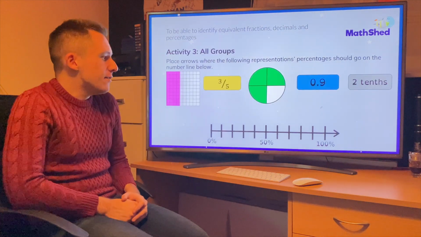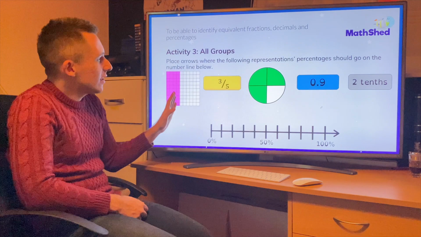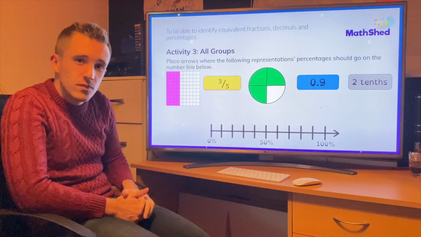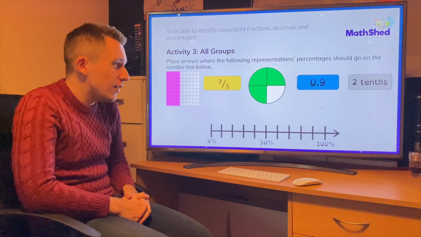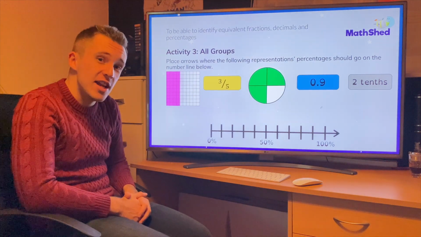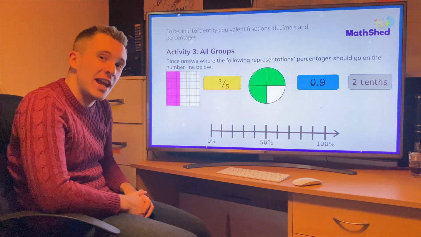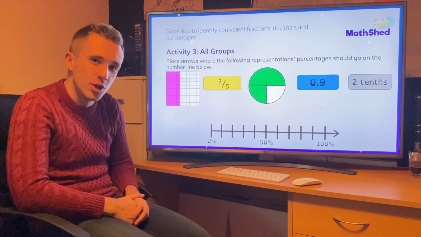So activity 3 then, for all groups, is can you take these different representations and work out where they would go on the number line? If you don't have a number line to draw, instead you could just write the percentage that they're equal to. Entirely up to you.